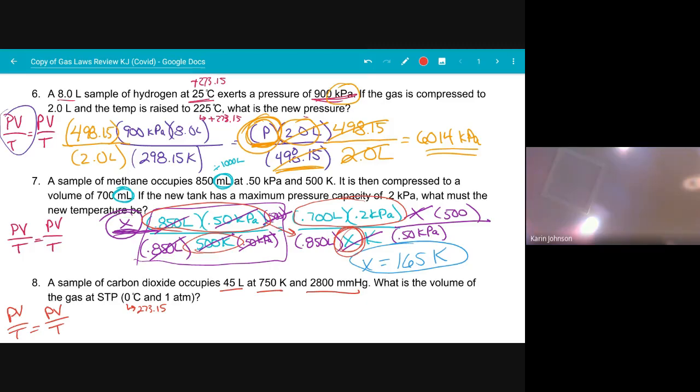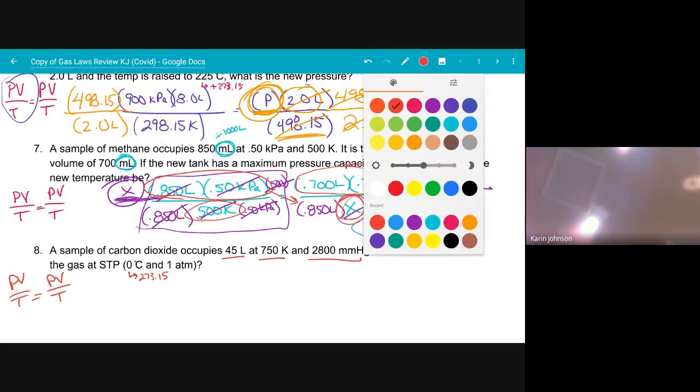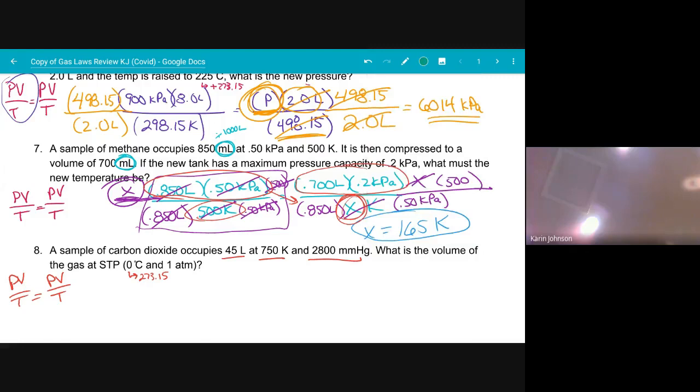So let's see if you can go ahead and set it up on your own. And I'll set it up here fairly quietly. And I'll try to do it in an organized manner.